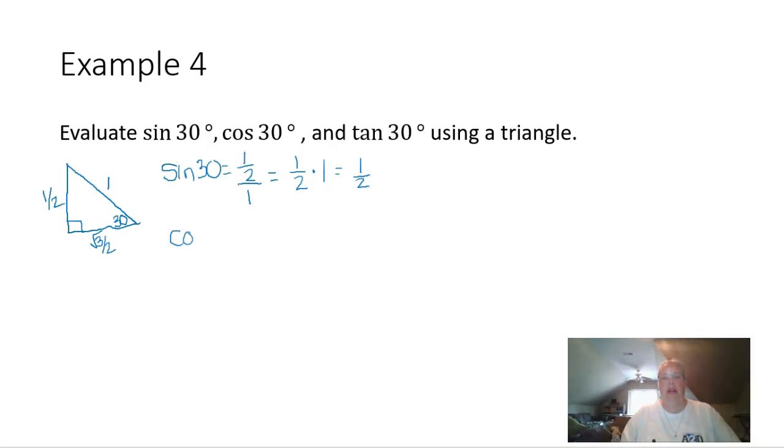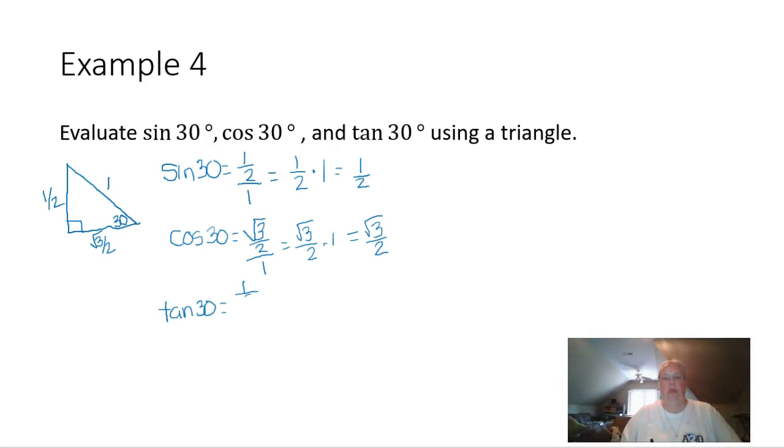The cosine of 30 degrees, this is x divided by r, or adjacent divided by hypotenuse, so we got square root of 3 over 2 divided by 1, which is the square root of 3 over 2 times 1, and then that's just going to give me square root of 3 over 2. The tangent we're going to have to work a little bit for, because the tangent is opposite over adjacent, or y divided by x.